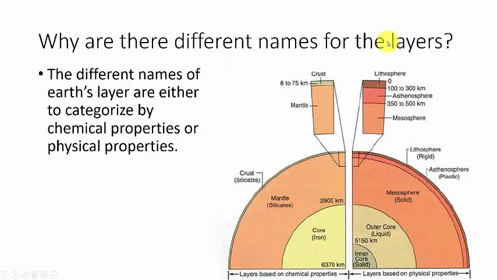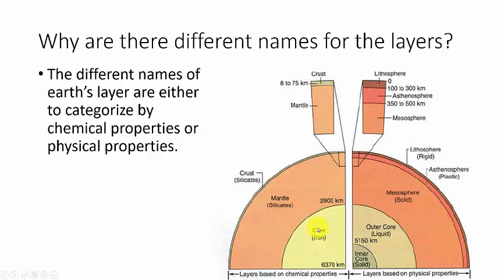So why are there so many different names for the layers? In the beginning of the slide, I went through crust, mantle, and core. And then once I got to the mantle, I gave some more different layers: the lithosphere, the asthenosphere, the mesosphere. So what's going on? Looking at this diagram to the left, the names are categorized by chemical properties. So here are the chemical properties.